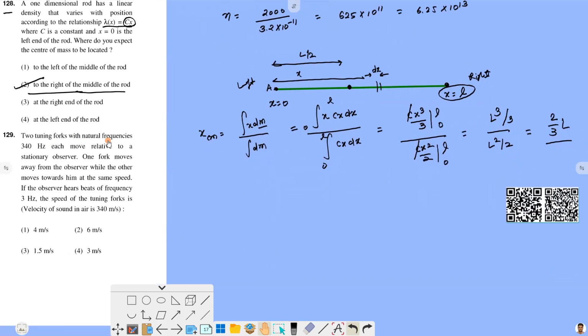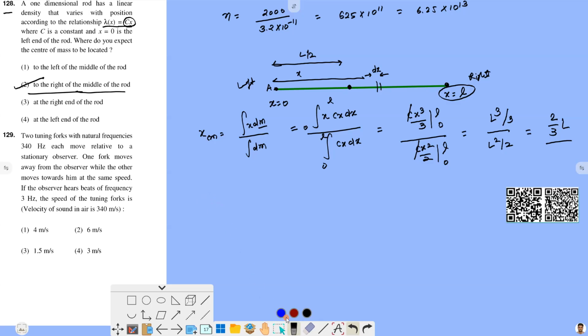Two tuning forks with natural frequency 340 Hz each move relative to a stationary observer. One fork moves away from the observer while the other moves towards the observer with the same speed. If the observer hears beat of frequency 3 Hz, find the speed of the tuning fork. So here, as mentioned, one fork is coming towards, so its frequency will increase, and one is going away, so its frequency will decrease.